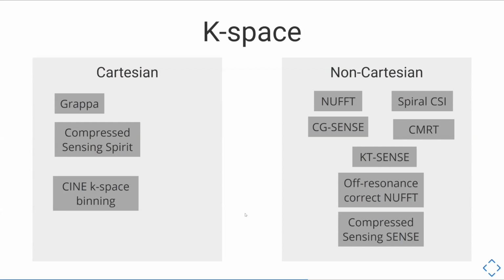On the non-Cartesian side of things, we have a bit more variety, simply because non-Cartesian applications tend to be a little less one size fits all. And we have standard gridding, CG SENSE, compressed sensing SENSE, but also things like spiral chemical shift imaging and off-resonance corrected gridding.